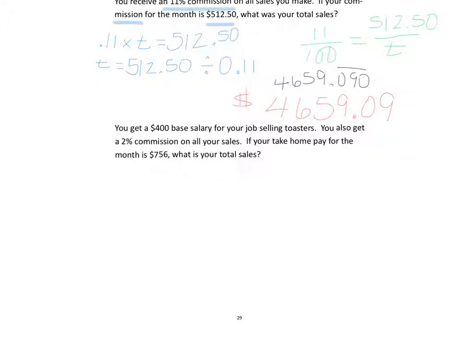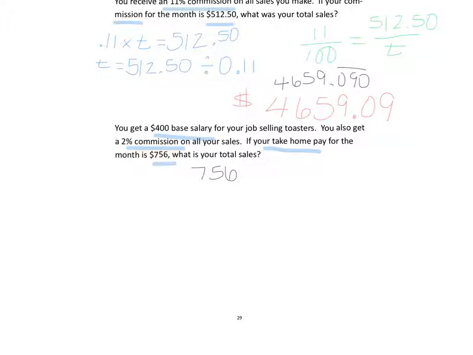Then we continue reading. You also get a 2% commission on all your sales. If your take-home pay for the month is $756, what is your total sales? I guess you should probably say what are your total sales. But, okay, the first thing that I have to figure out is how much did I take home in commission?